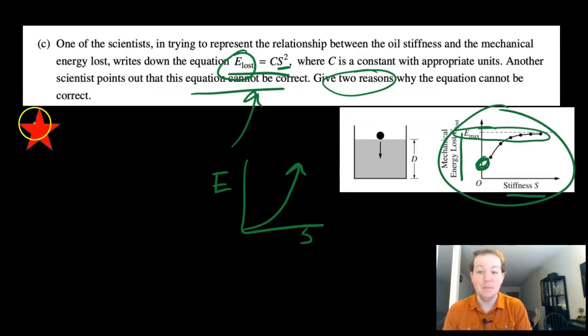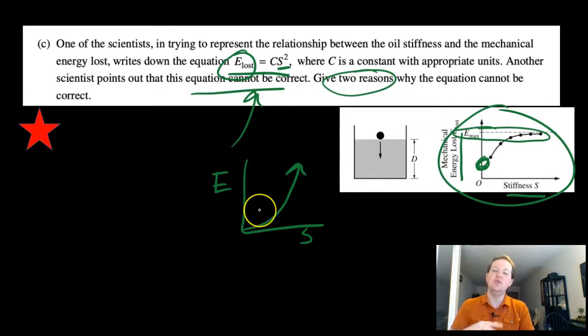Okay, and that was a misconception right there. So try your best, if it's asking for two reasons, to give two unique, two independent reasons. It could either just be like graph analysis and equation analysis. This equation gives this graph and that doesn't match. Or it could be like a physics analysis. Again, the oil should never have zero stiffness, or it shouldn't be approaching the maximum potential energy that the ball has. Okay, let's keep going.